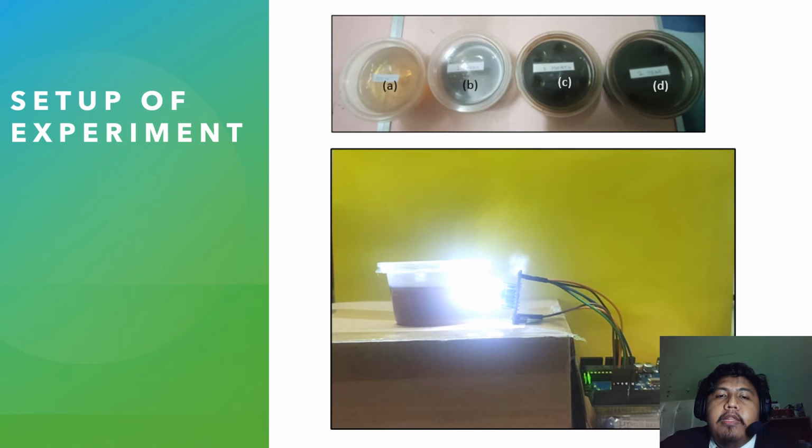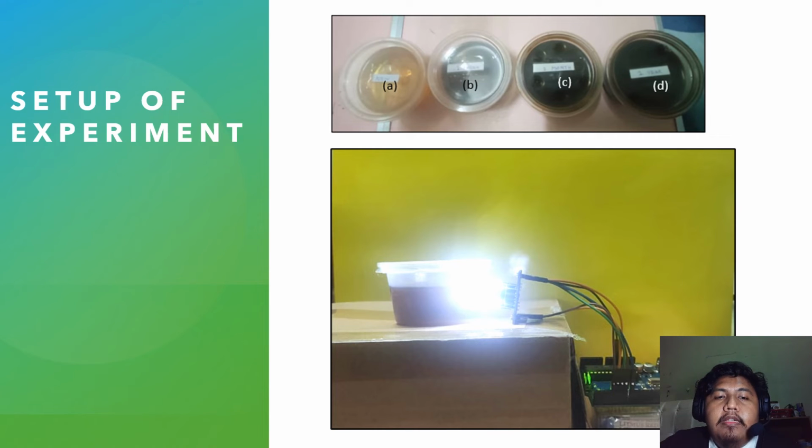For the experimental setup, the first figure shows the oil samples that I have used in this project. Sample A is a new oil, sample B is oil that has been used for 1 week, sample C is oil that has been used for 2 months, and lastly sample D is oil that has been used for 1 year.